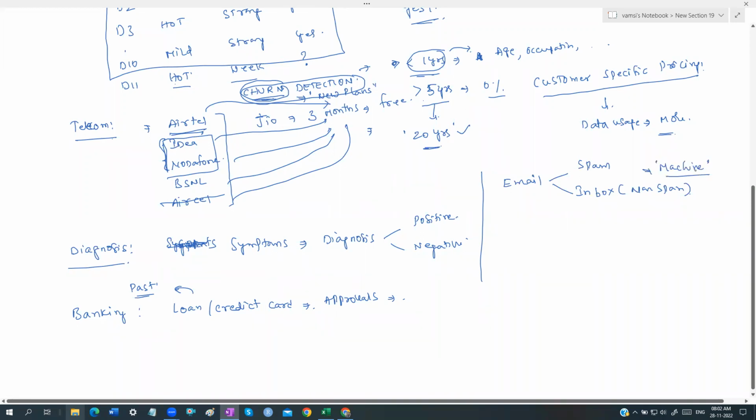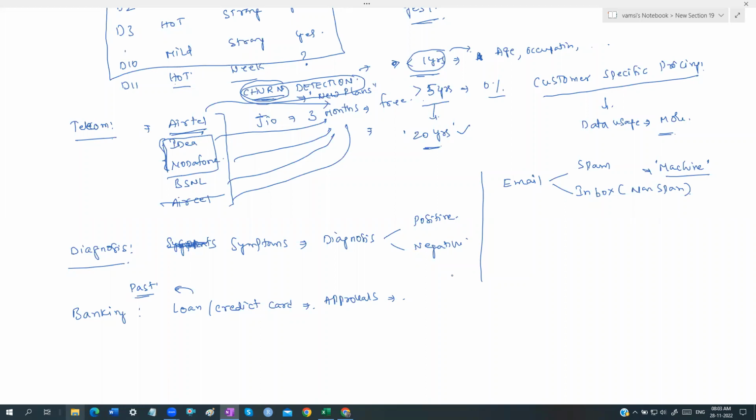We were given past emails and we had already marked them: these emails are spam, these emails are non-spam. The machines learned from that particular data. They identified that if these words are there in the email, it is going to be a spam message, and whenever these kinds of words are there, they are non-spam messages. According to that, emails are automatically redirected to either the spam or the ham folder.